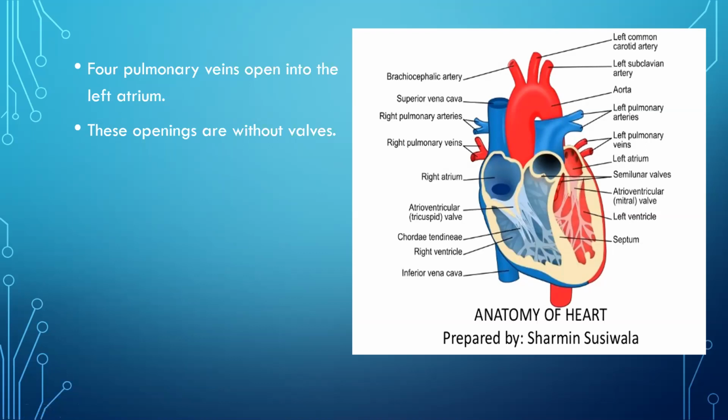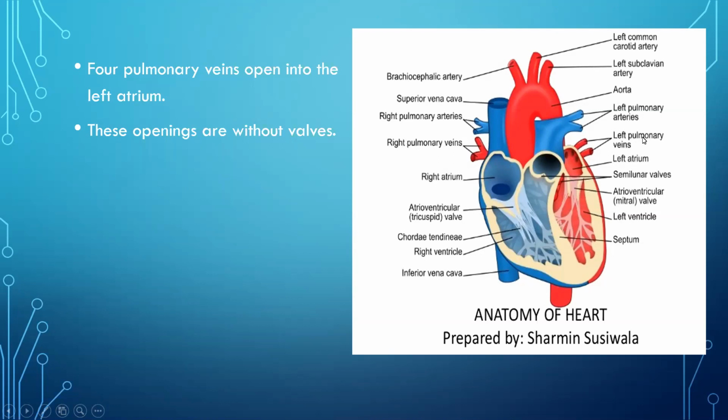वैसे तो अपने बॉडी में आर्टरीज का फंक्शन क्या है? Arteries carry oxygenated blood, whereas veins carry deoxygenated blood. But the pulmonary vein, you can see here, is the only vein in our body which carries oxygenated blood. This is the left pulmonary vein and this is the right pulmonary vein.